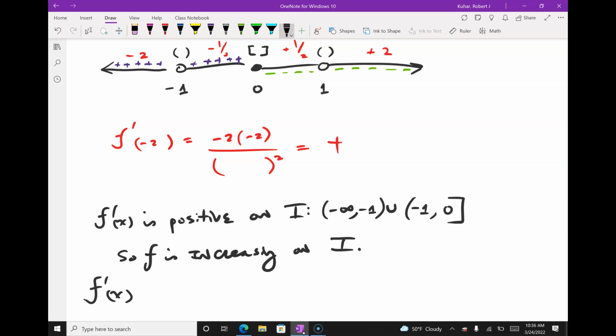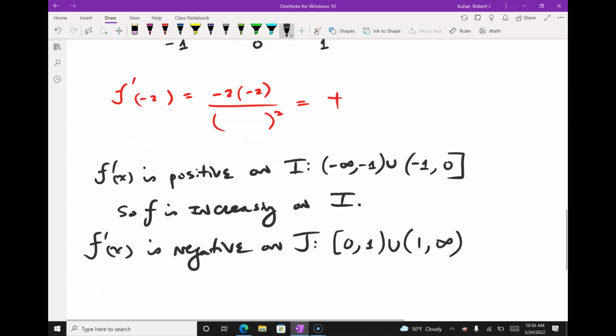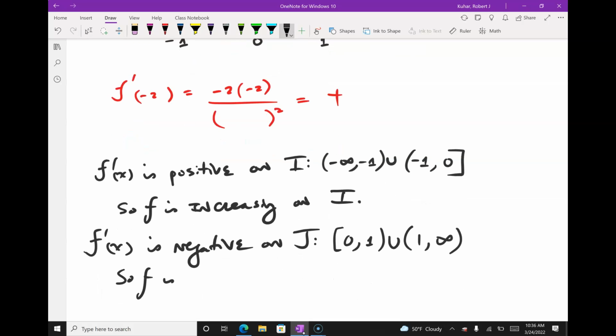F prime of x is negative on J, from 0 to 1, union 1 to infinity. So f is decreasing on J. A lot of writing. Sucks.